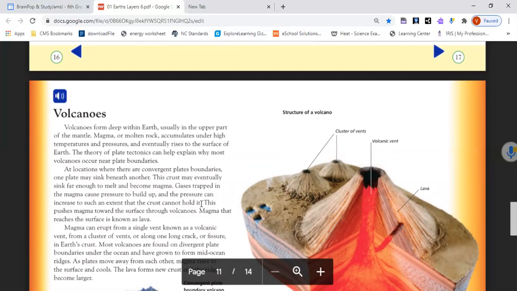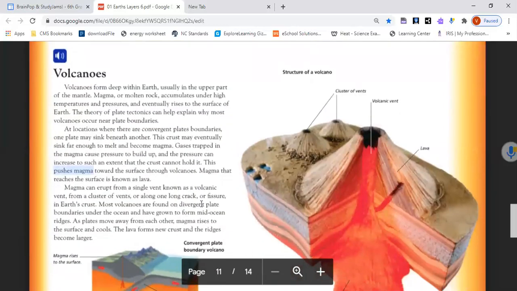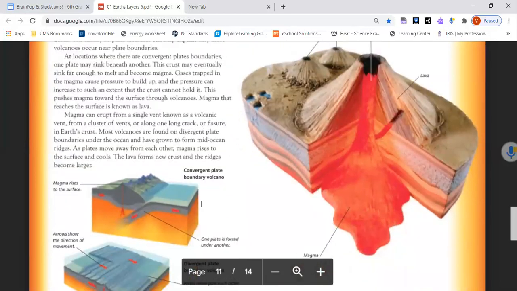Magma can erupt from a single vent. A vent is an opening, known as a volcanic vent, or from a cluster of vents or along one long crack or fissure in the earth's crust. Most volcanoes are found in divergent plate boundaries under the ocean and have grown to form mid-oceanic ridges. As plates move away from each other, magma rises to the surface and cools. The lava forms new crust and ridges become larger.